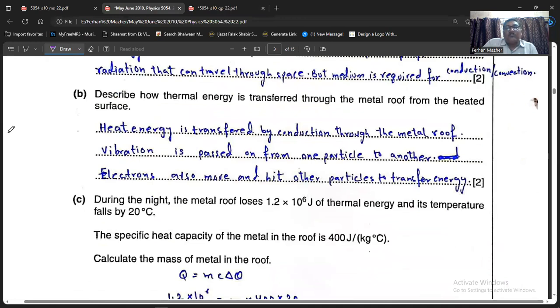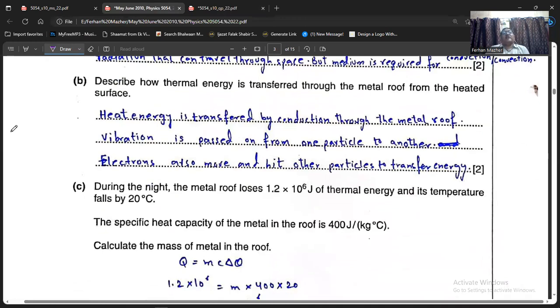So let's have a look at question number 3, B part. Its answer: heat energy is transferred by conduction through the metal roof. Vibration is passed on from one particle to another. Electrons also move and hit the other particles to transfer energy. This is called free electron diffusion. So heat energy is transferred by conduction through the metal roof. Vibration is passed on from one particle to another, and electrons also move, and these are free electrons, not the normal electrons. Free electrons also move and hit other particles to transfer energy.